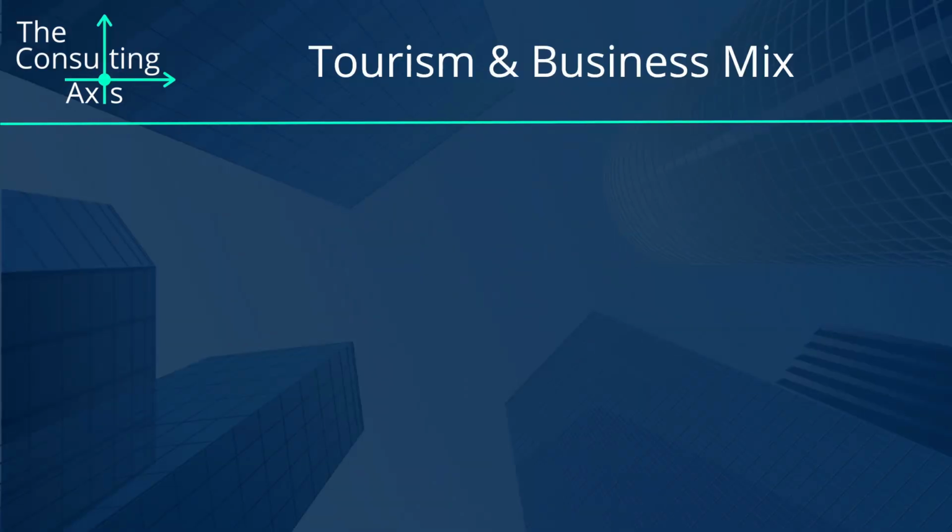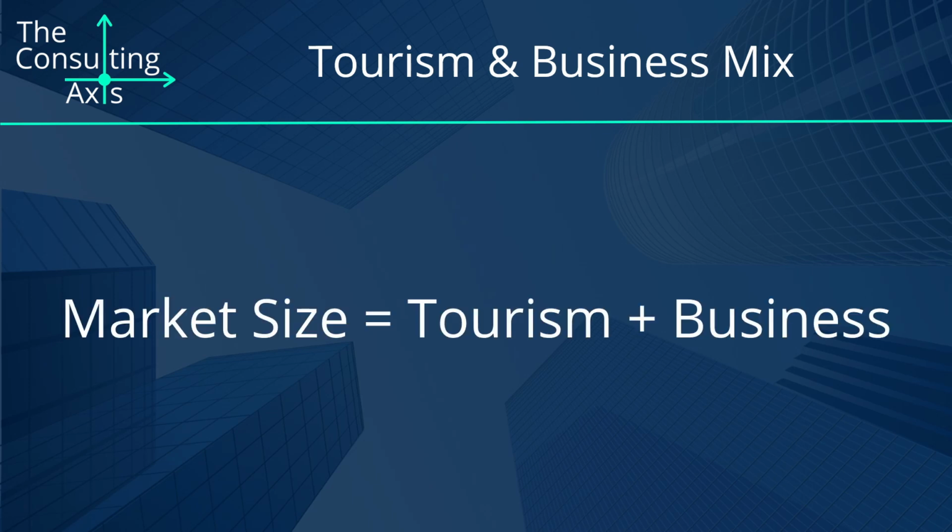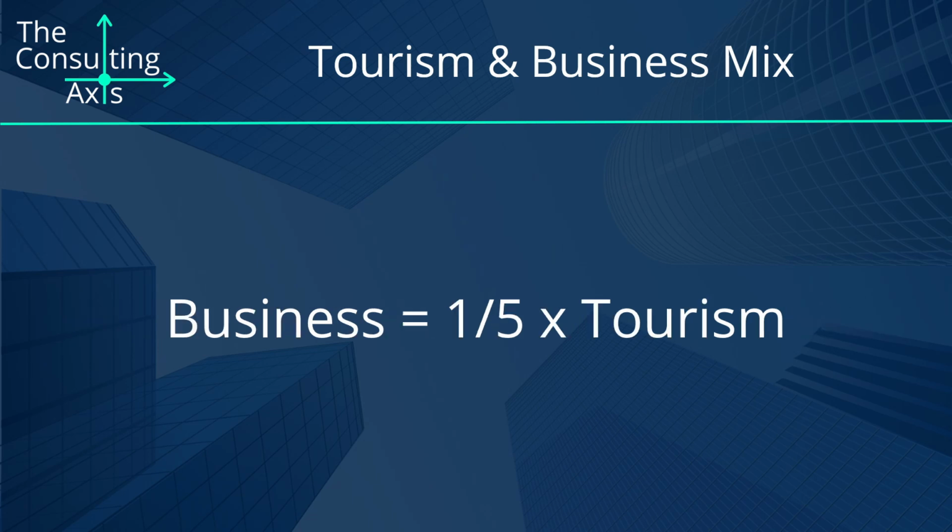So to start solving this question, I'm going to use the fact that we know we need to include both tourism and business use. So the market size is essentially the sum of these 2 submarkets. But to make our lives a lot easier, I'm going to assume that business is around 1/5 of the size of tourism in terms of room bookings in Paris, which means if we can work out how many rooms are booked for tourist use, then we can work out the entire market size.